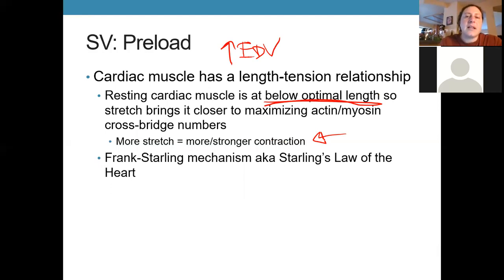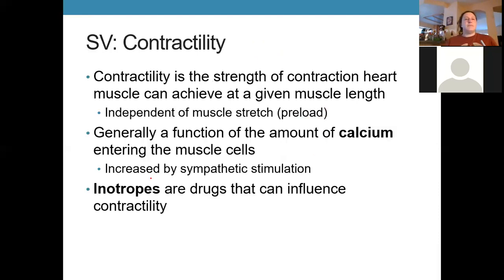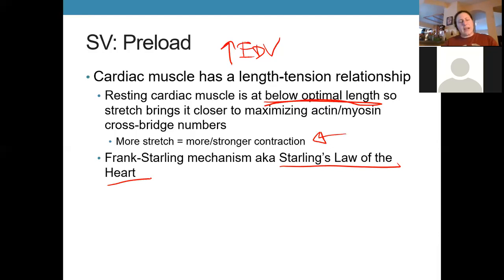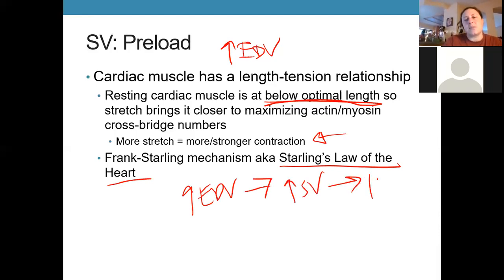Now, the name for the length tension relationship in cardiac muscle is Starling's Law of the Heart, or the Frank-Starling mechanism, because some guy named Starling worked it out, and some guy named Frank. Last name, I assume. Can't remember off the top of my head. Doesn't matter. Okay, so basically, more end diastolic volume causes more stroke volume, which causes more cardiac output.